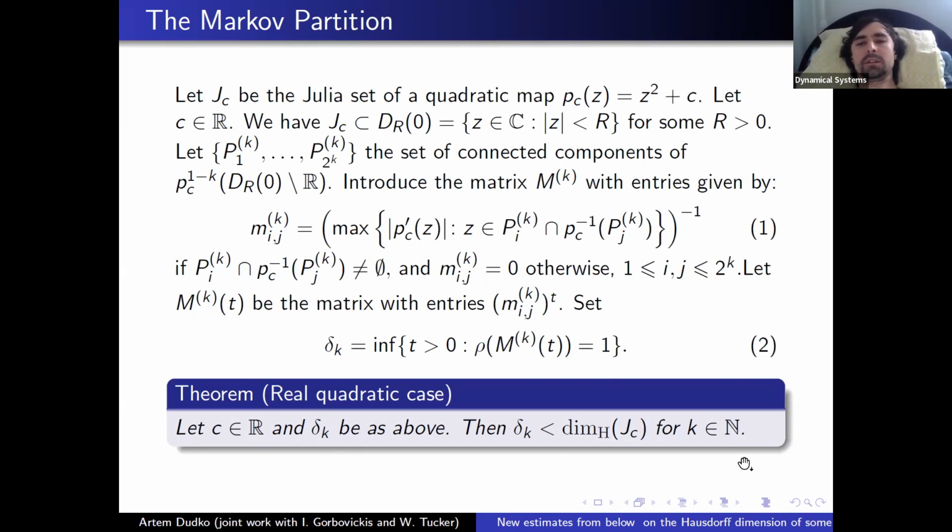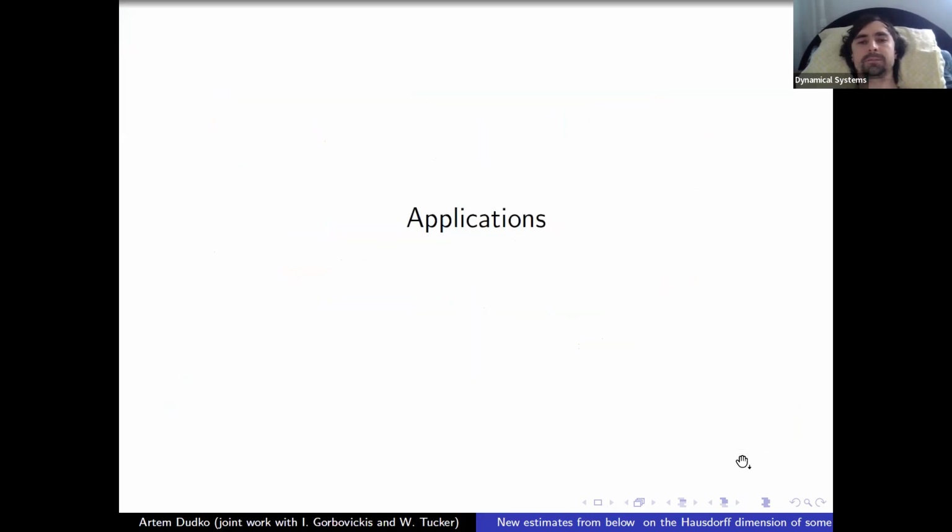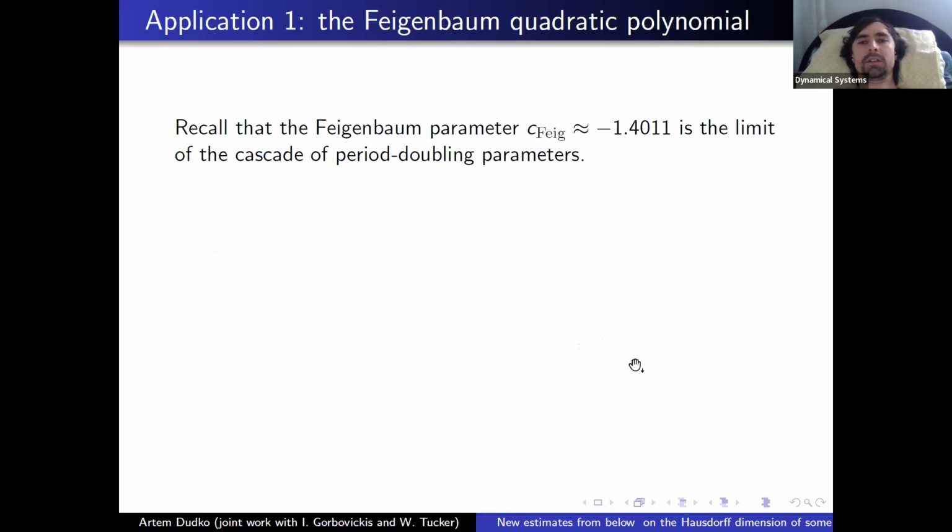And now let me explain a few applications. The first application is the one I mentioned in the talk a year ago, when it was focused on this application. It's for the Feigenbaum parameter, approximately -1.4, which is the limit of the cascade of period doubling parameters for real quadratic maps.